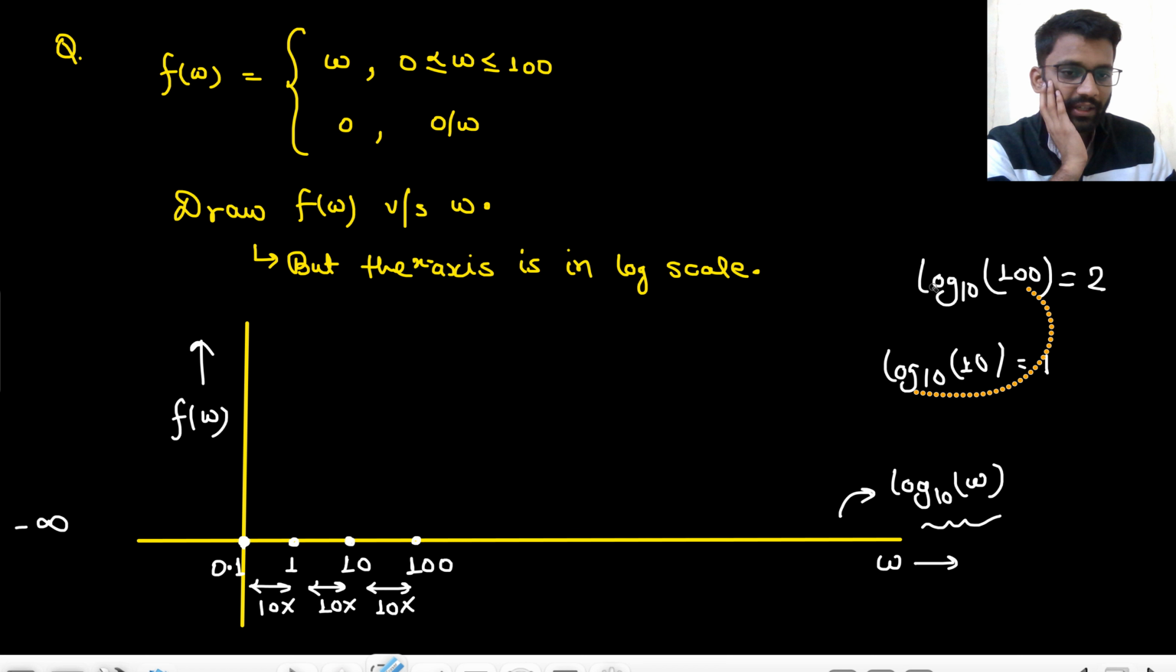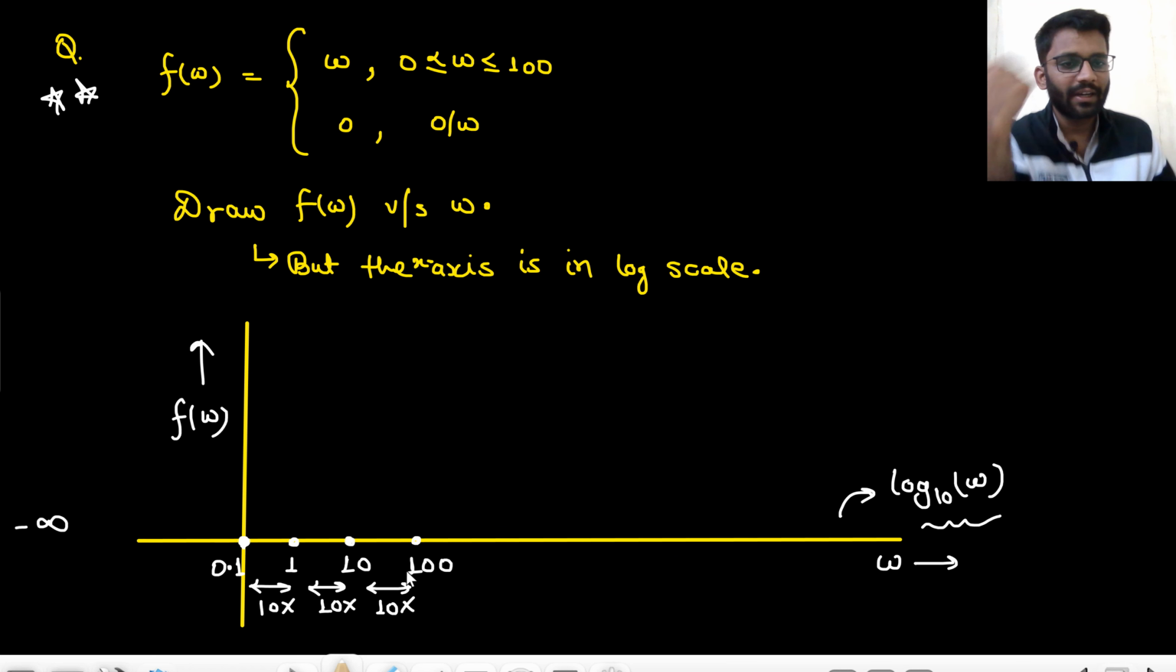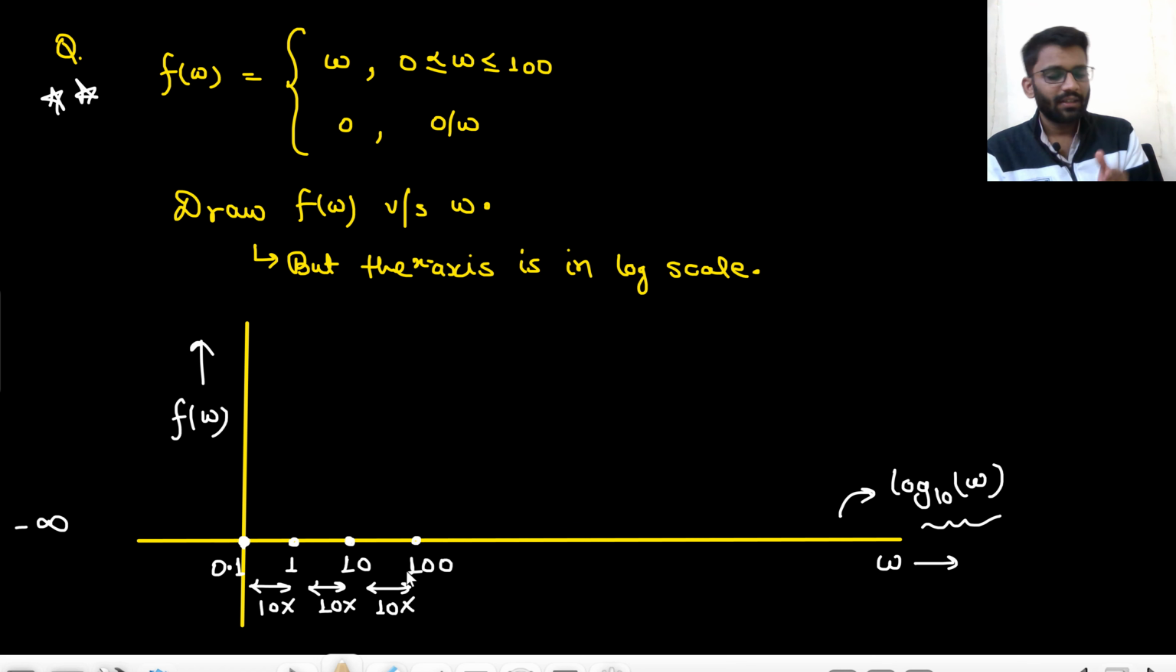Look, if you are not able to understand, you just need to think that it will start from 0.1. In log scale, this is the important part only, okay? Forget about the root and everything. This is the log scale. The minimum value will start from 0.1 and go 10x each time. If you are applying omega equals 1, the axis will think 0 is applied. If you are applying omega equals 10, the axis will think 1 is applied.